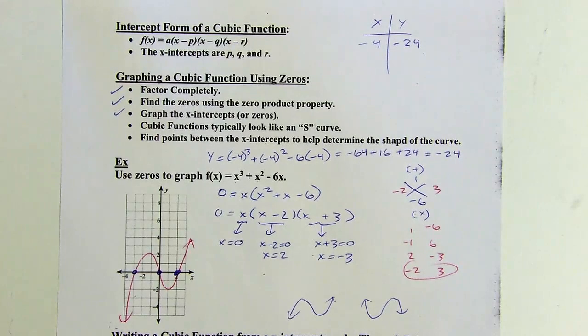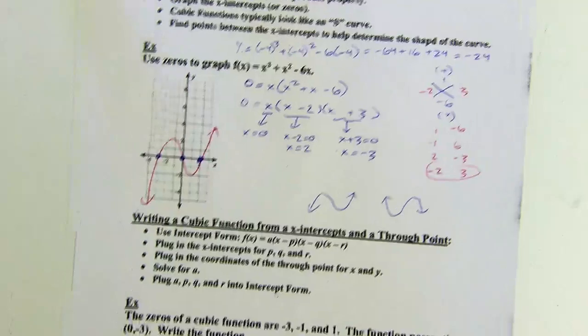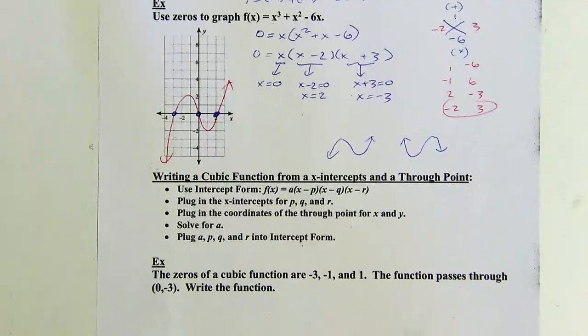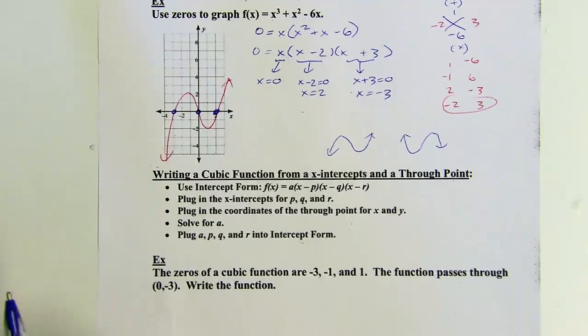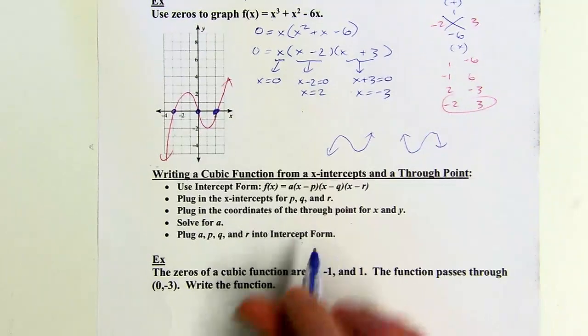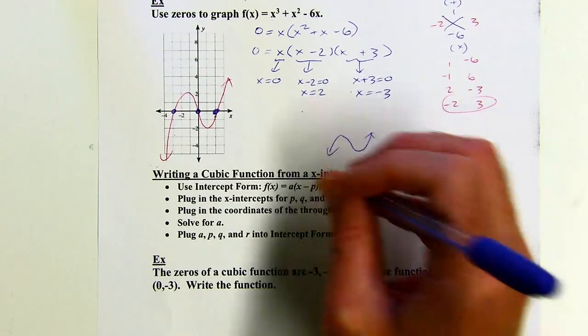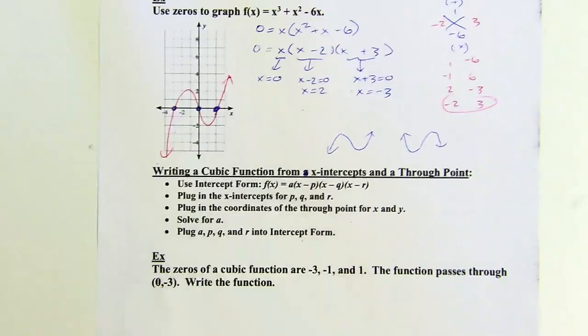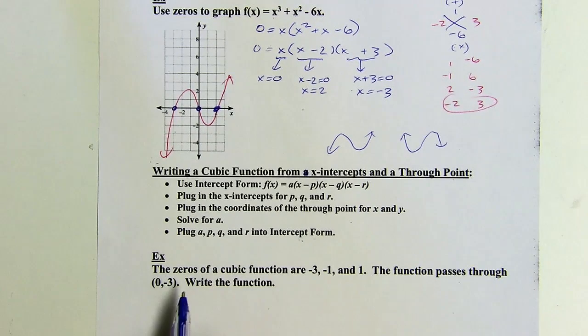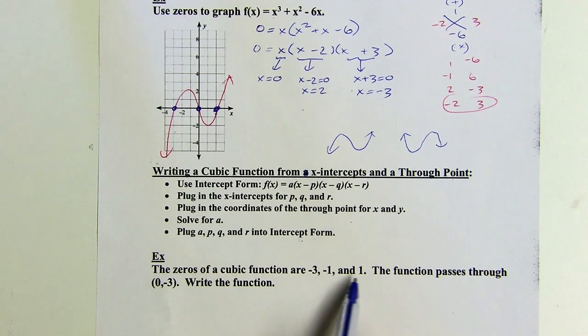Okay. All right, let's look at the last problem in this giant section. Okay, writing a cubic function from x-intercepts and a through point. So we've got, this says the zeros of a cubic function are these. The function passes through this.